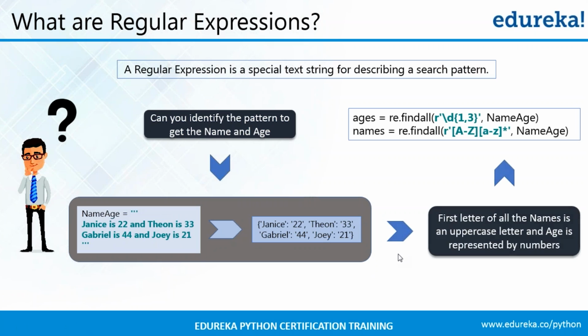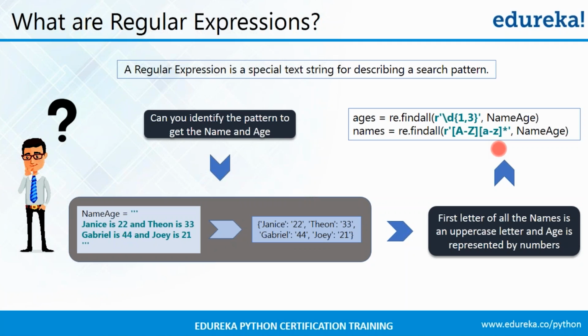Alright guys, so let me tell you. If you notice, every name starts with an uppercase first letter. So the first letter of all the names is an uppercase letter. And when we talk about age, all of the ages are represented in numbers. So with the help of regular expression, you can find out the 2-digit numbers, and at the same time you can find out the words that start with an uppercase letter and then go on to lowercase letters. And this star actually represents all of them. So you don't need to worry about the syntax that is there in front of your screen. I'll be explaining these things in detail. So I hope you have understood the pattern that I'm telling you.